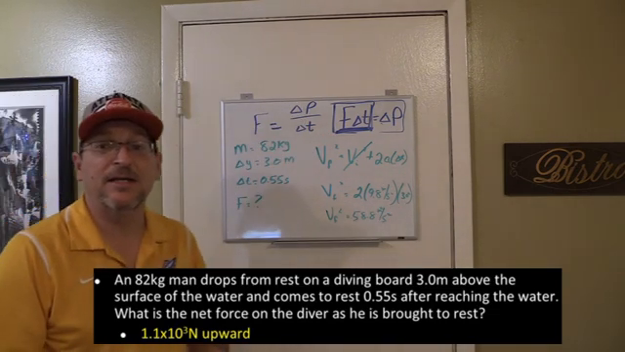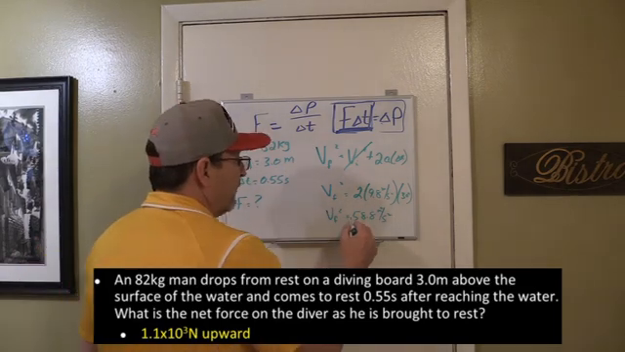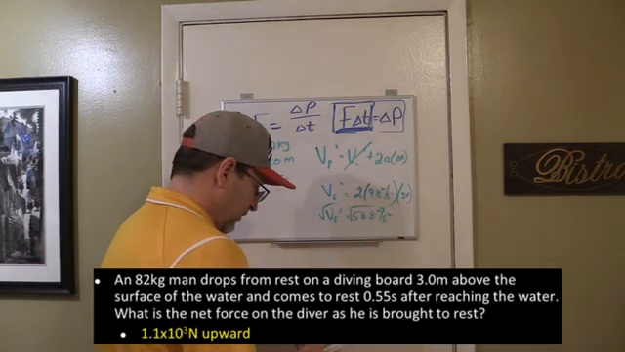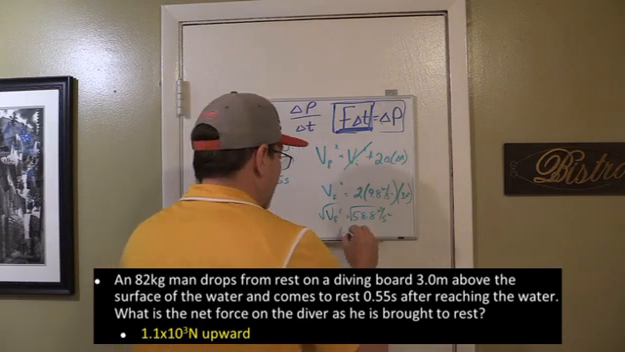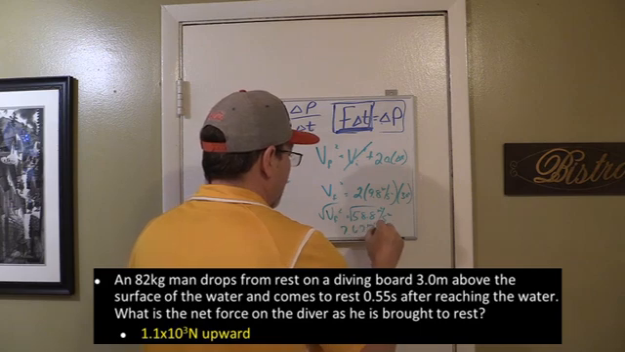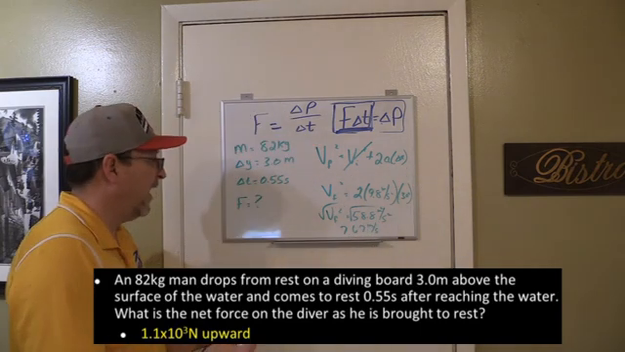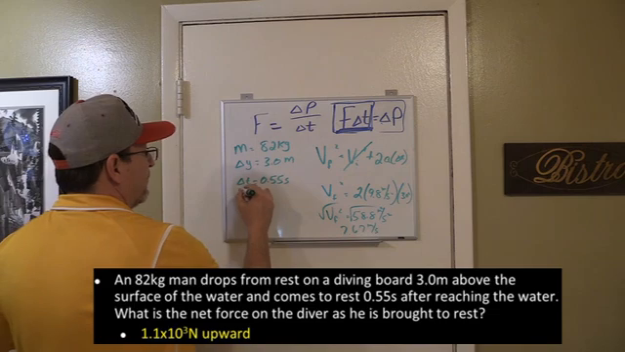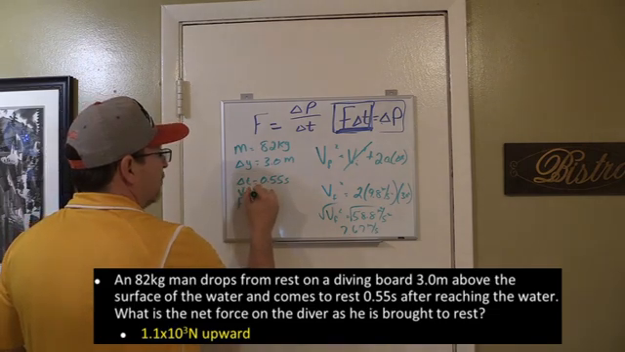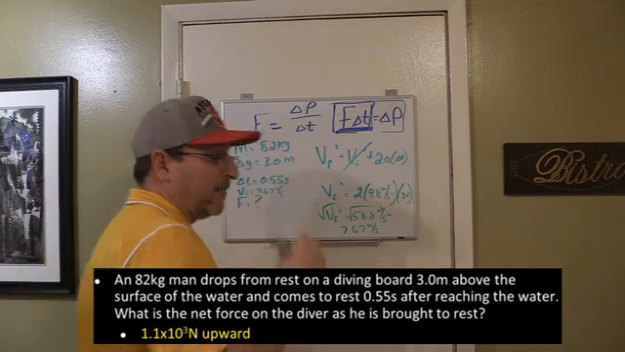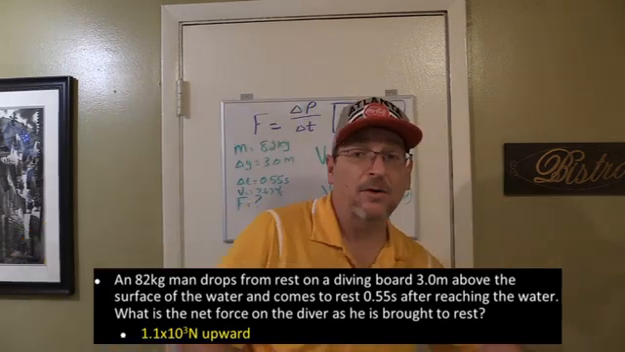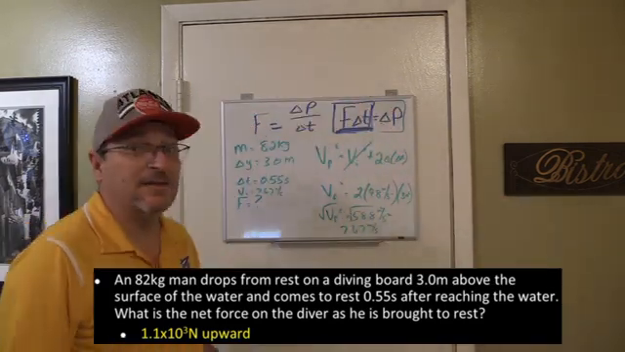Now I need to find the actual velocity, so I take square roots on both sides, and I get 7.67 meters per second. So my initial velocity is 7.67 meters per second. My final is 0 because he's coming to rest.